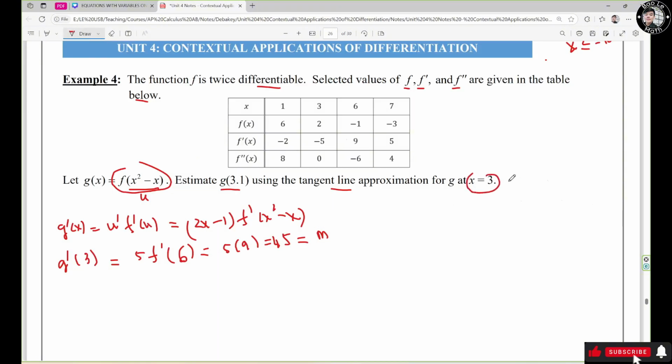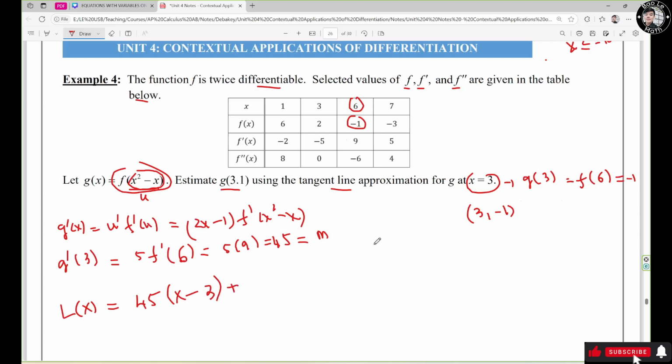Now as for 3, we need to find g of 3. G of 3 equals f of 6, because 3 squared subtract 3 is going to be 6. So f of 6, we're going to use this one right here, negative 1. So the coordinate point should be 3, negative 1. So the equation of the tangent line is going to be L of s equals, the slope is going to be 45, times s minus s1, which means s minus 3, and then plus y1, which means negative 1.